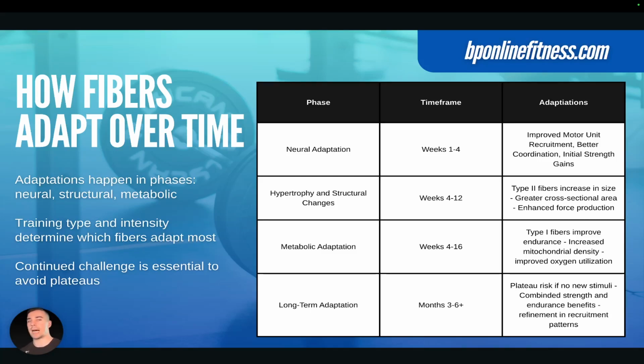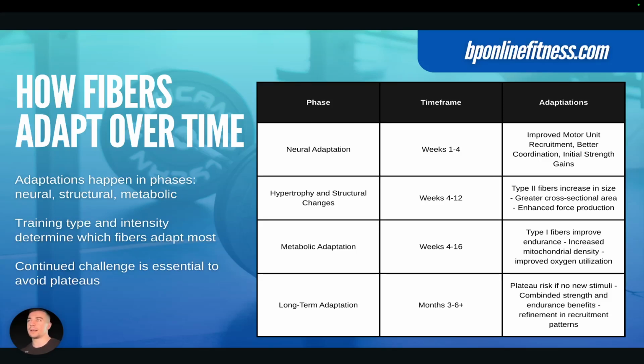Your muscles adapt to specific things. And that's where the concept of progressive overload, as well as going through phases in your exercises, makes a difference. So you're going to get combined strength and endurance benefits, of course, at this stage, and refinement in recruitment patterns. Again, there is a risk of plateau when you get to this point, but it's all about how you go through different phases. You constantly are giving your body new challenges.